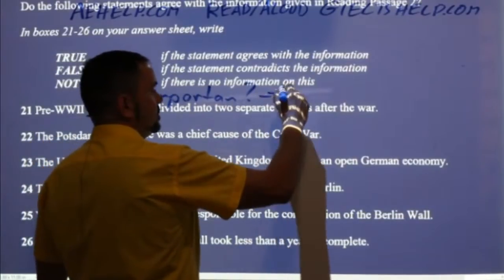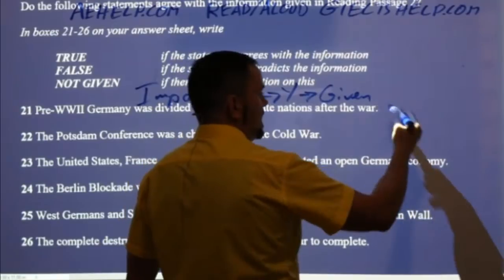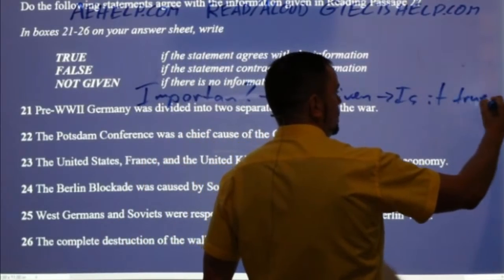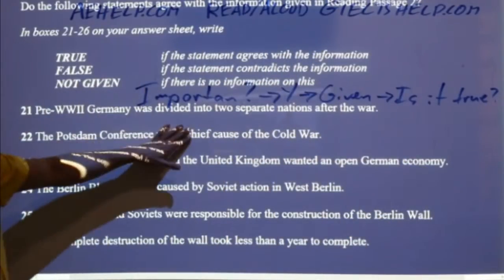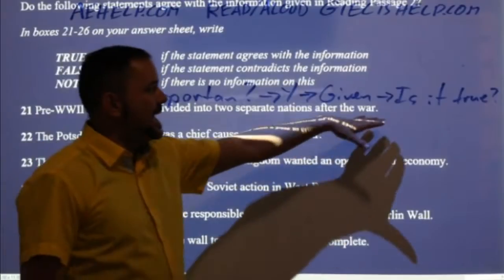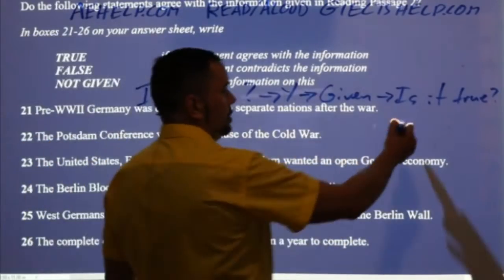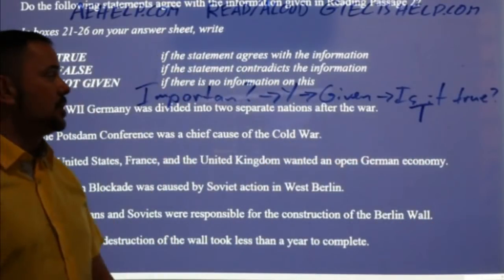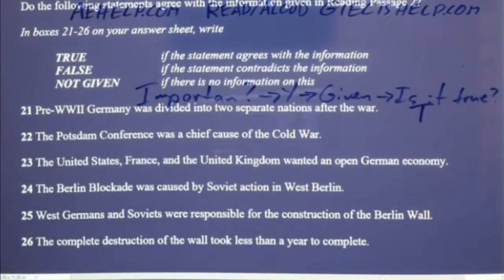If the answer is yes, then I know it's given. And now I ask, is it true? So is it true that pre-World War II Germany was divided into two separate nations after the war? And yes, it's true. So this is important. It's definitely true. So we can move to the next one. This should be easy. You should not have to search for that.